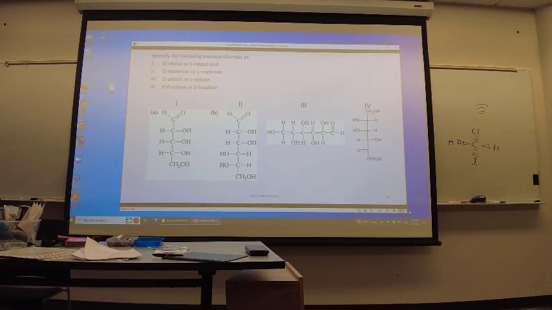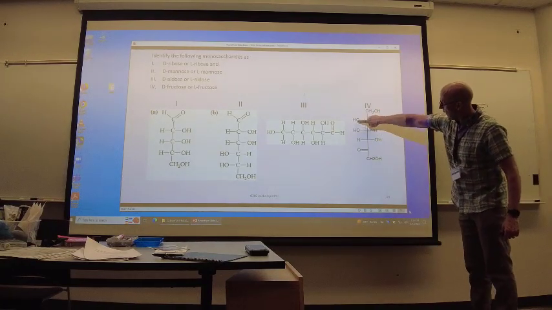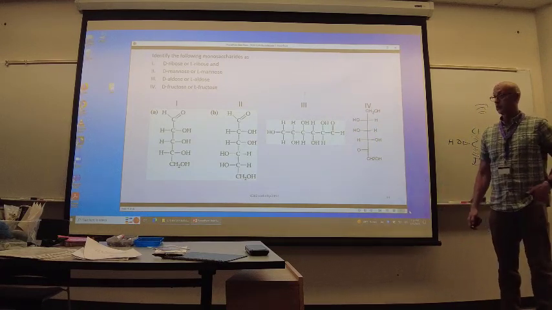Once this gets flipped up, what do you guys think? Down on this end, is it going to be D or L once it gets flipped up? D. Goes all the way around, and that thing's going to go to this side, right? So that's a D sugar too. Okay.